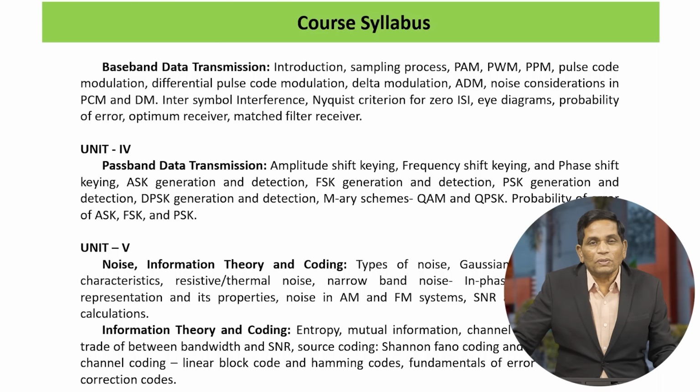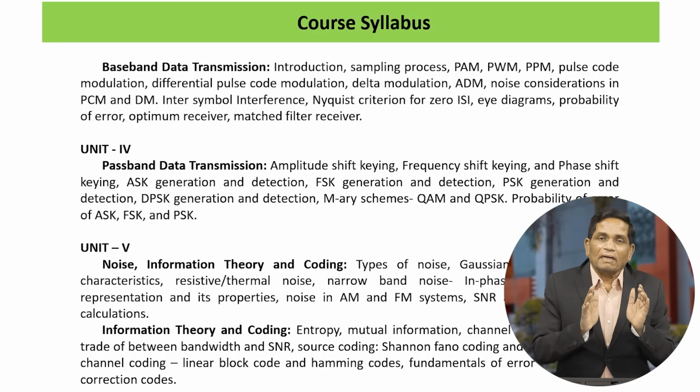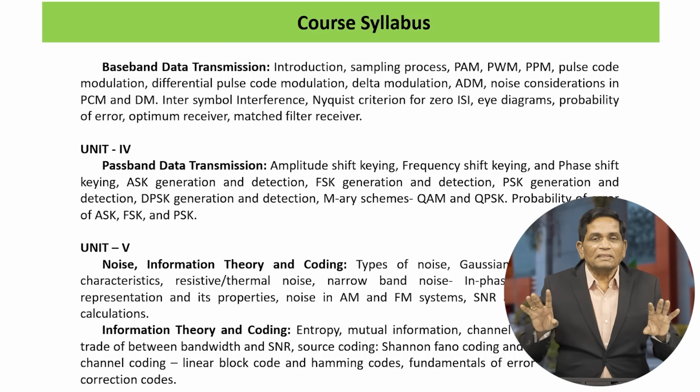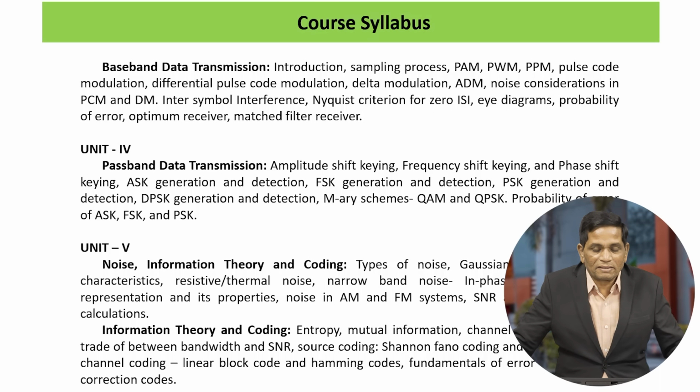One is pulse code modulation, PCM, very widely used in mobile phones and so many other applications. The second one is differential pulse code modulation, DPCM. The third one is delta modulation and the fourth one is adaptive delta modulation. So these are the four techniques I am going to explain in pulse digital communication. As already told, in pulse analog communication only three methods: PAM, PWM and PPM. So this is about baseband data transmission.